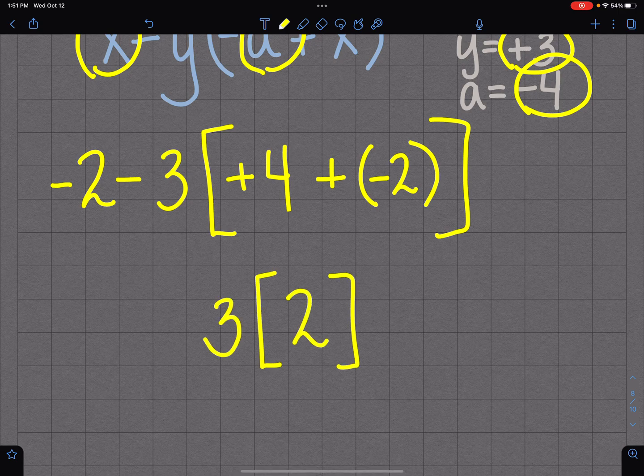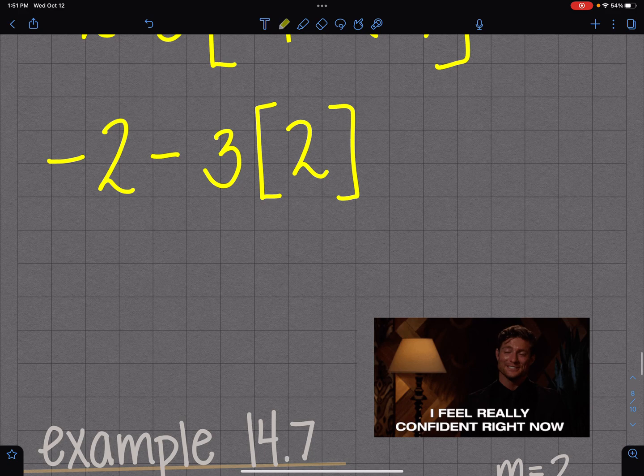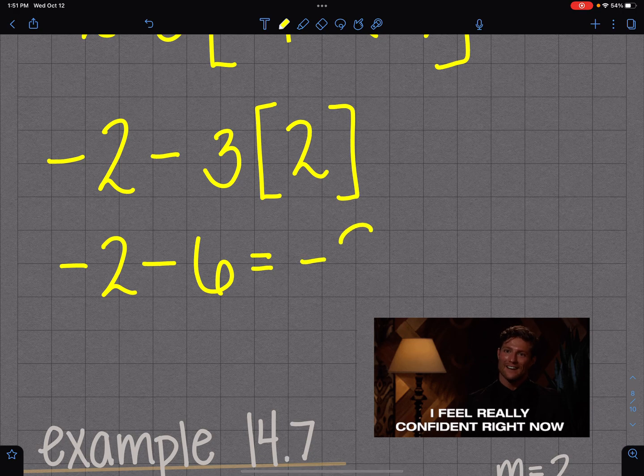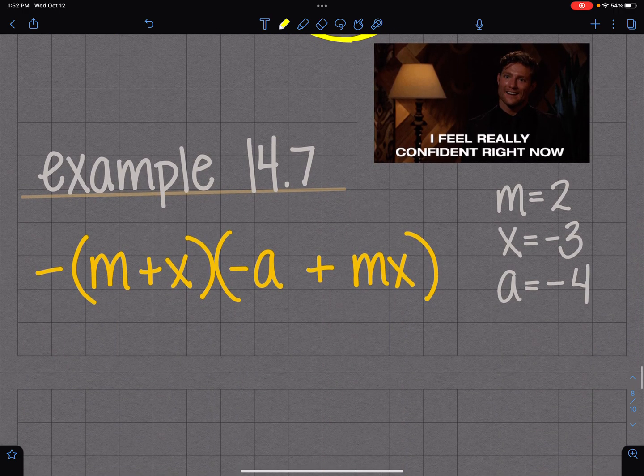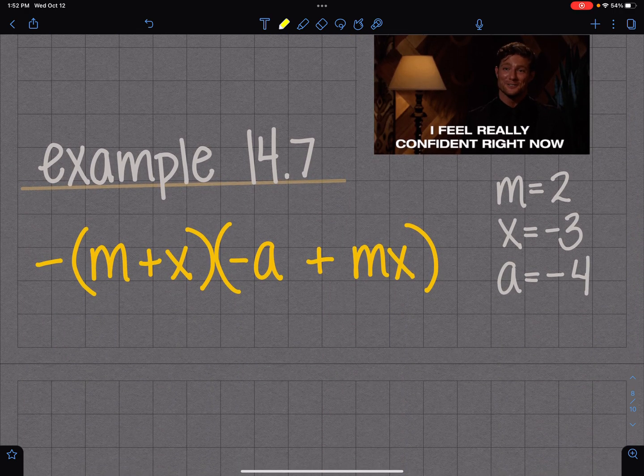Look where the 3 is. Everything else, just bring it on down. But look where the 3 is. That means we multiply. We have to do that first. Negative 2 minus 6. So the answer is negative 8. That's my final answer. Did we get it right? Yes, we did.